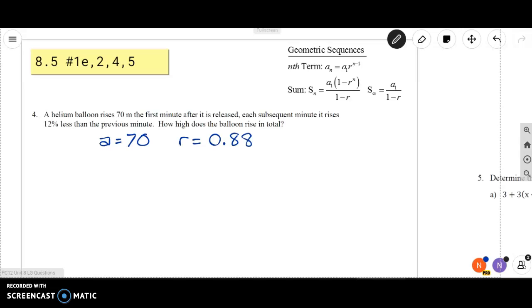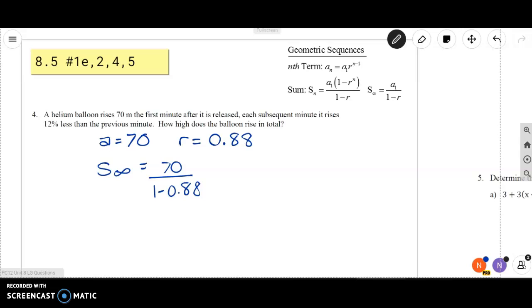There's no up and down movement, so this is just a straight up infinite sum calculation. Our r value is between -1 and +1, so we can go ahead and do that. And we'll be calculating 70 over 1 minus 0.88. I'll leave it to you to find the actual value of that.